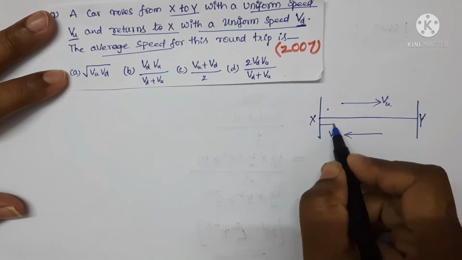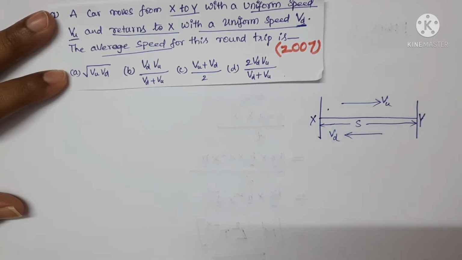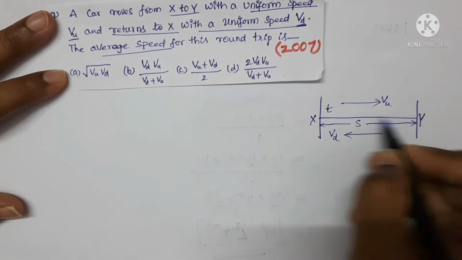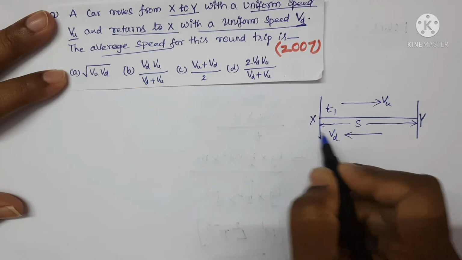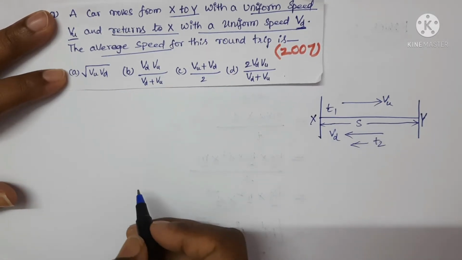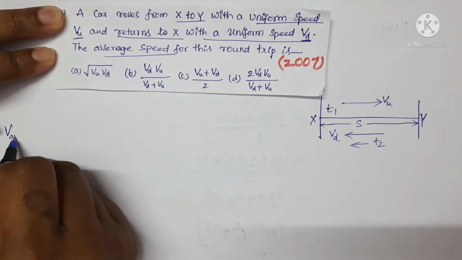Let the distance between X and Y be S. Time taken to travel from X to Y is T1 and Y to X is T2. Let it be like that. Now let us see the formula for average speed.